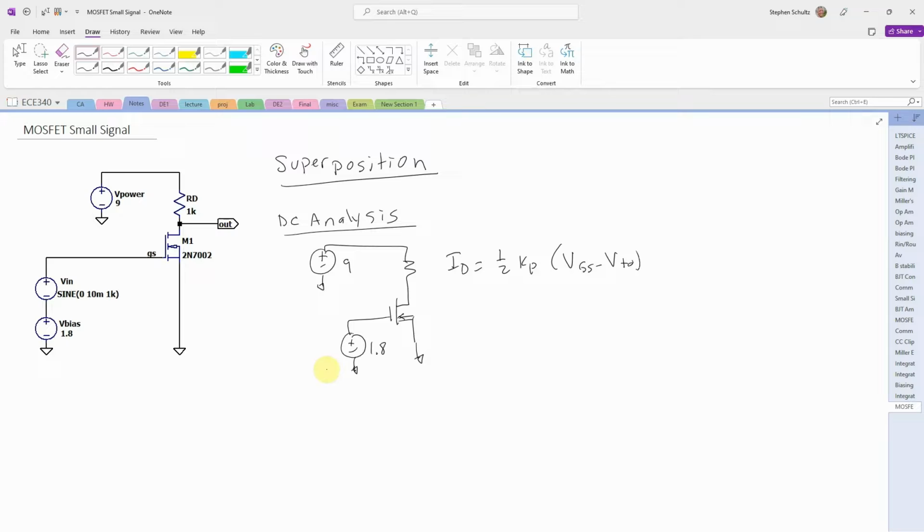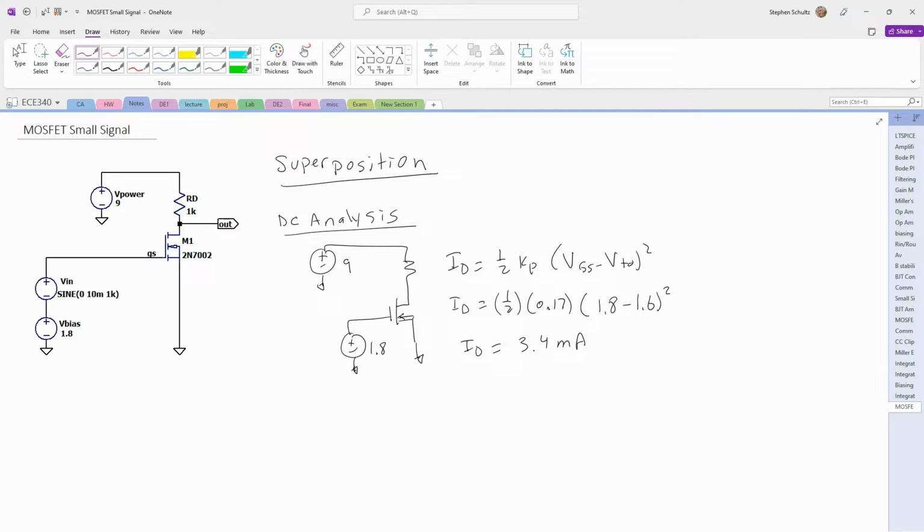(VGS minus VTO) squared. If I plug in all of the numbers, I get 1/2 times 0.17, and then the VGS is just my bias voltage, 1.8, minus 1.6, squared is my ID. So if I solve this equation, I get a current of 3.4 milliamps.